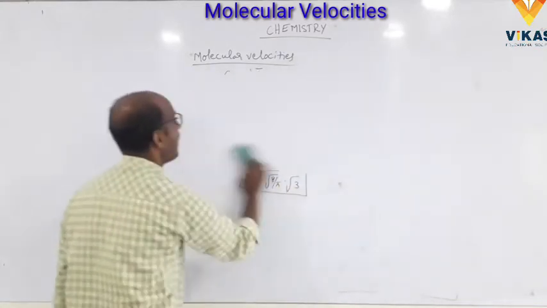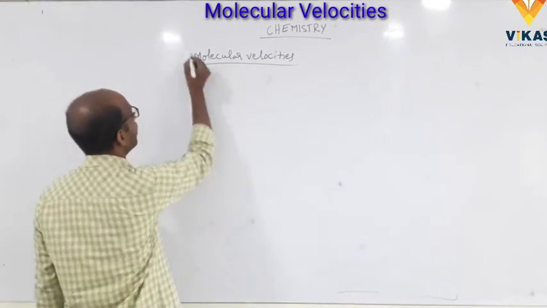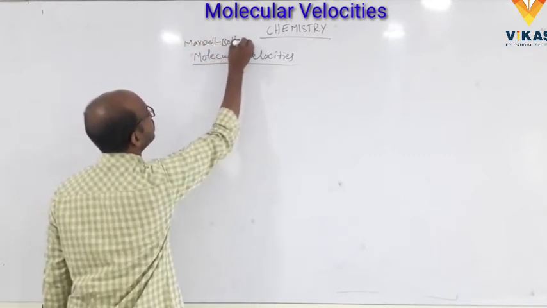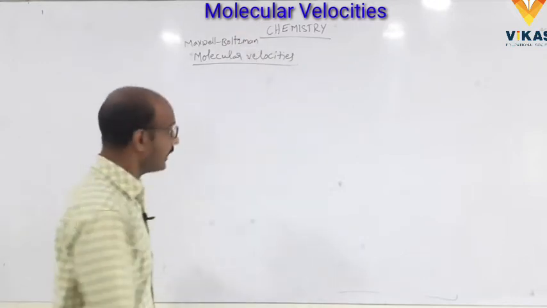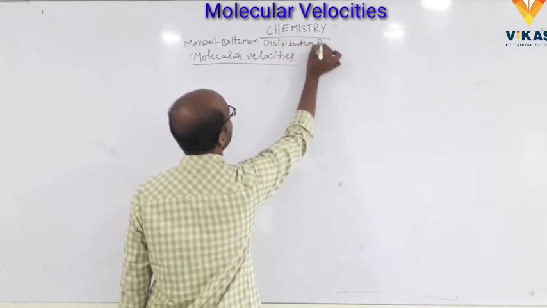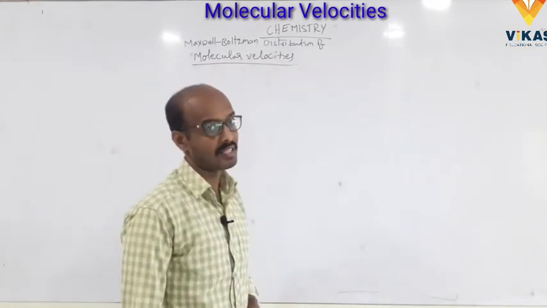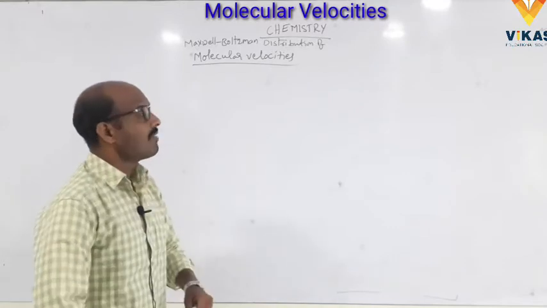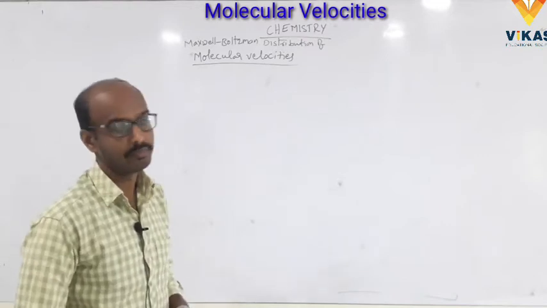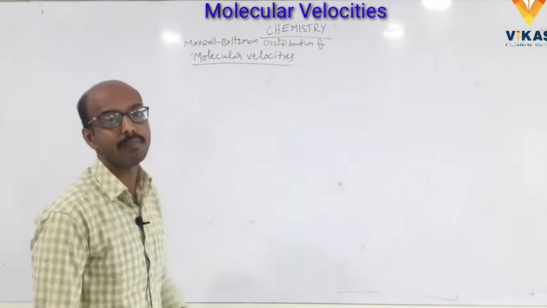Now I will discuss the Maxwell-Boltzmann distribution of molecular velocities. This concept, molecular velocity distribution, is explained by Maxwell and Boltzmann based on a graph. They explained the distribution of molecular velocities based on the graph.